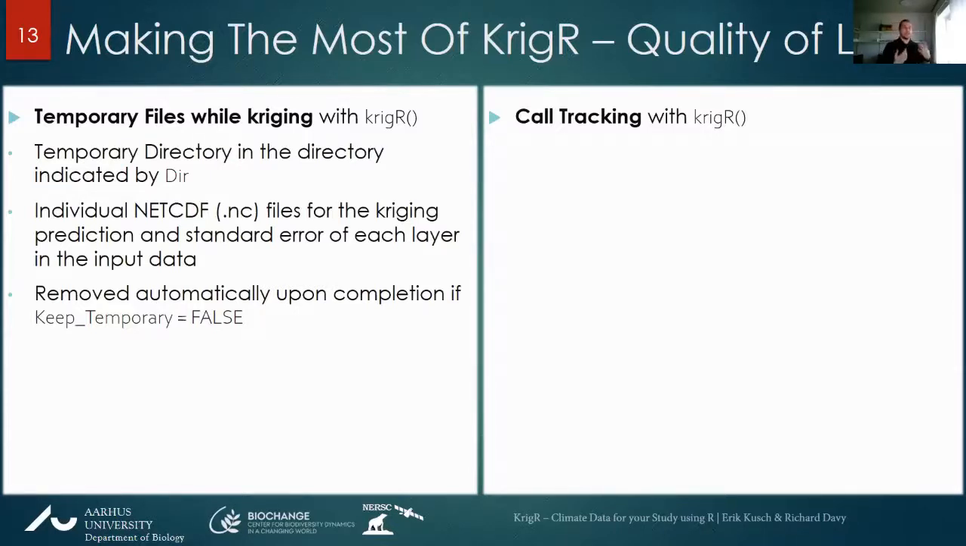So if we have an 8-layer raster, for example, this temporary directory will, by the end of it, hold 16 netCDFs. Two for each layer, one prediction, one standard error.